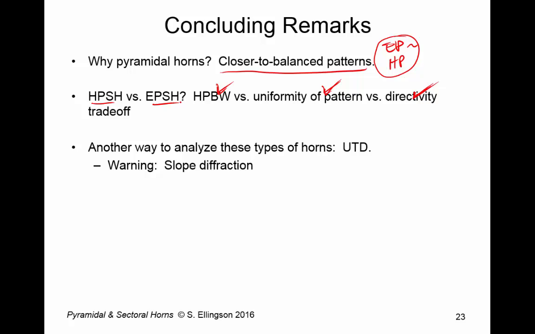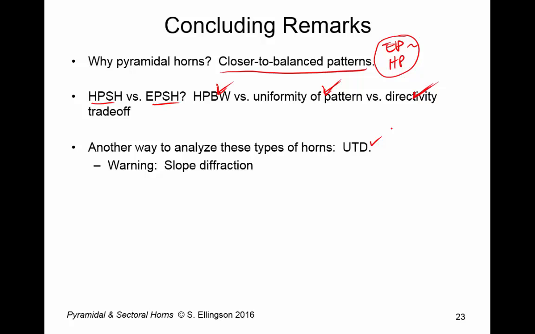Now, as promised, I want to point out another way to analyze these types of horns, and that's UTD, the Uniform Geometrical Theory of Diffraction. Very tempting to do this. The reason is you saw a few slides back that the E-plane sectoral horn showed clear signs of diffraction, that ripple in the pattern. And it is very possible to analyze horns very accurately using UTD.